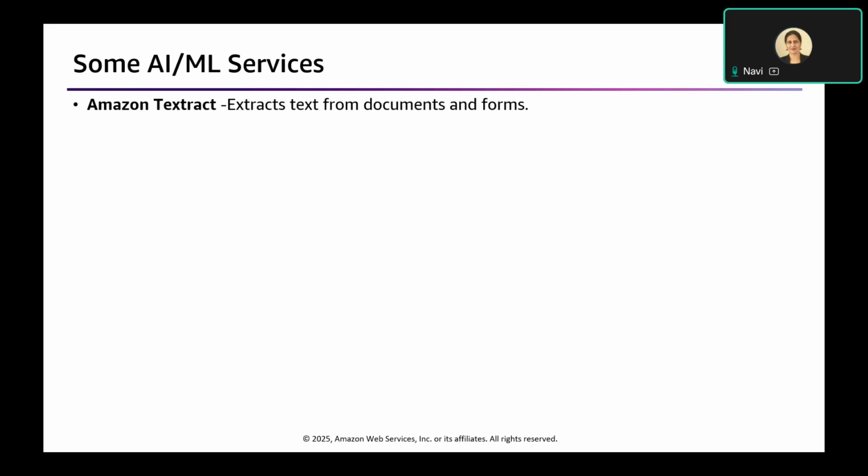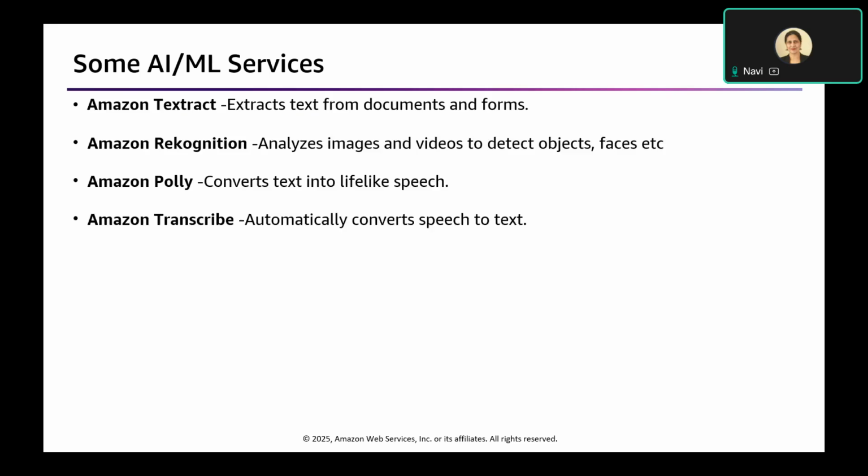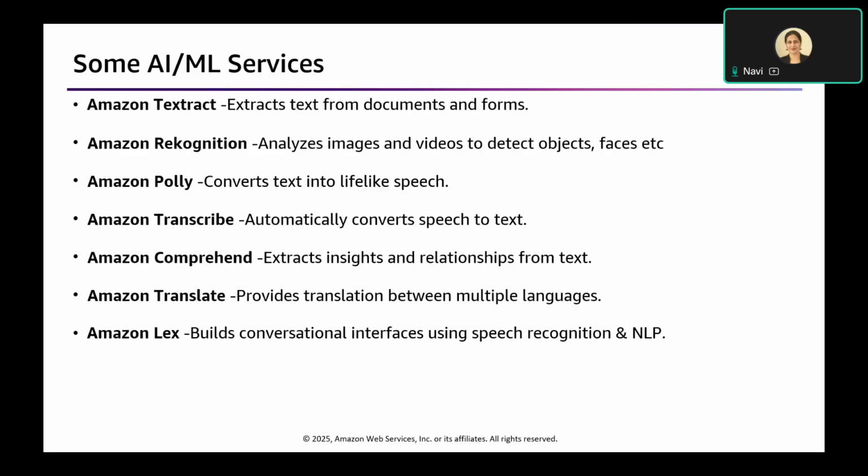So services like Amazon Textract can extract text from documents and forms. We have Amazon Rekognition, which can analyze images and videos to detect celebrities or sports stars. Without creating their own models, companies can start using these directly. Amazon Polly and many more. Kind of already built models for you.